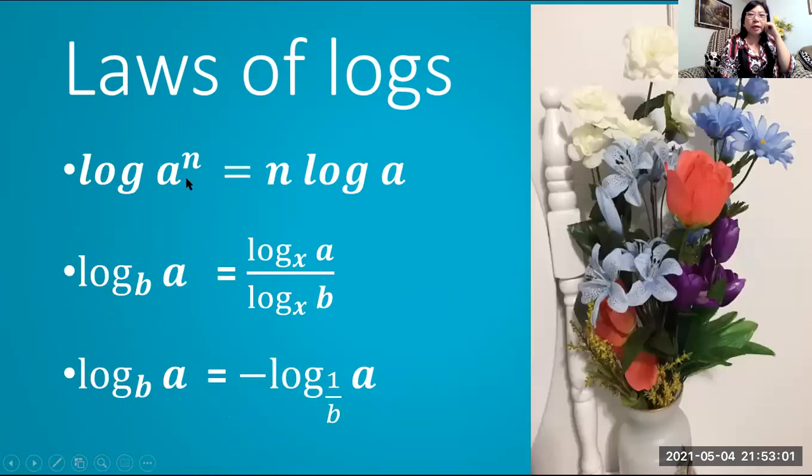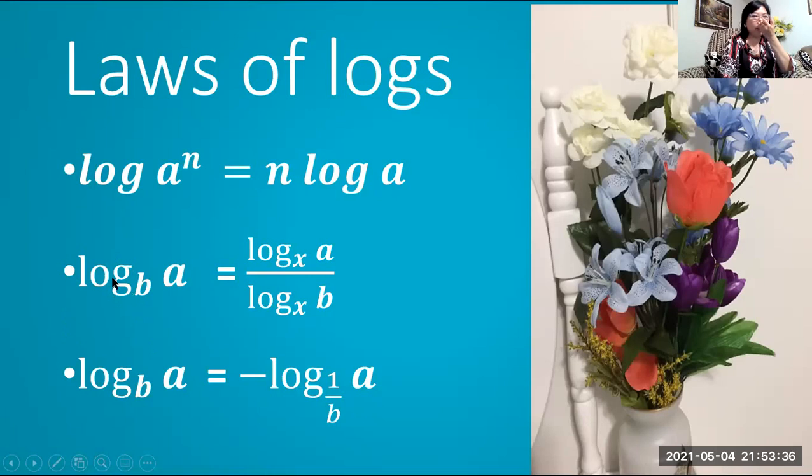The next slide shows you the other laws. Let's say if you have a log of a to the power n, then you can bring the n in front of the log and write like this. So this written form is the same as this written form. It is equivalent and therefore there's an equal sign here. Whether you write log a to the power n or you bring the power n and put it in front of the log, that's acceptable.